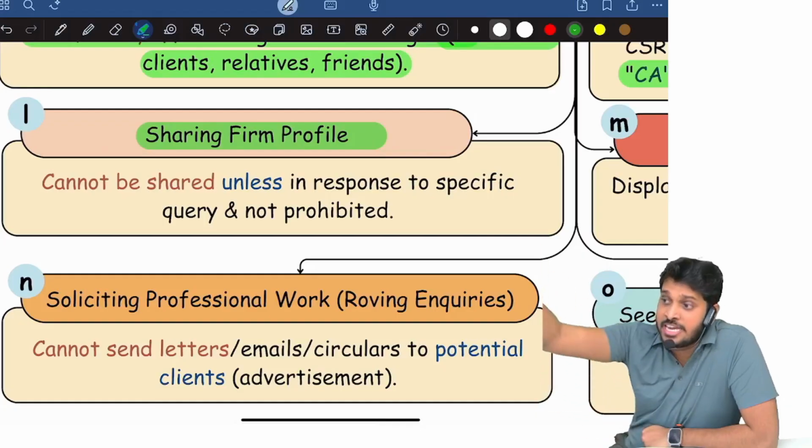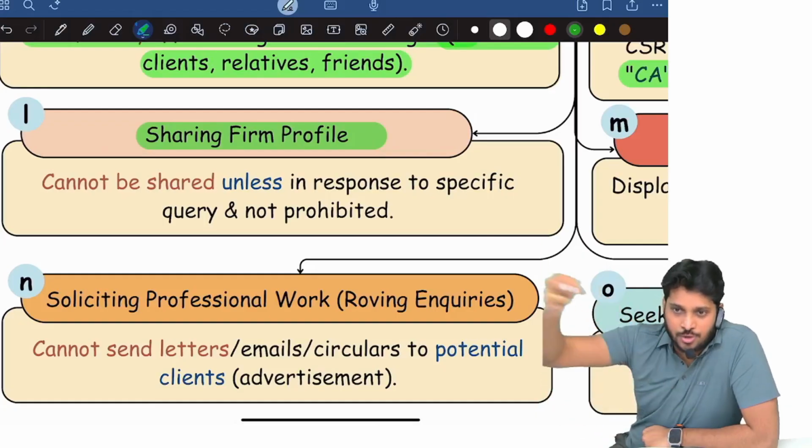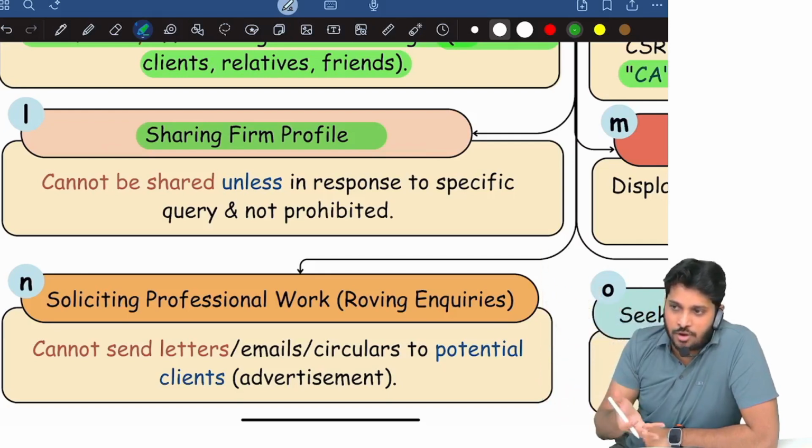Next. Can a CA share their firm profile with a prospective client? Yes, you can share if he requests it. But you cannot distribute to all client mail IDs. If you obtained the MCA list of all the companies and their official mail IDs and you send your firm profile, that is not permitted.